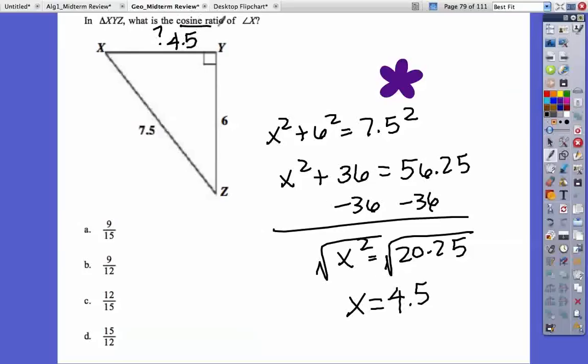Now I can set up my cosine ratio. Adjacent 4.5 over hypotenuse 7.5. And I realize it doesn't match any of my answer choices. I need to get rid of my decimal because none of my answer choices have decimals. I can multiply both the top and the bottom by 2, whether it be 2 or 10, as long as you multiply by the same number. Here I get 9/15. A is my correct answer. If you multiply by a larger number like 10, make sure you simplify your fraction.